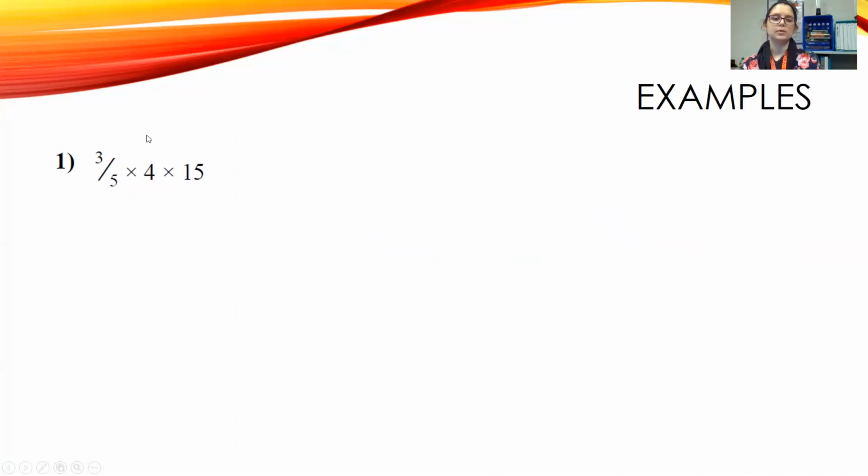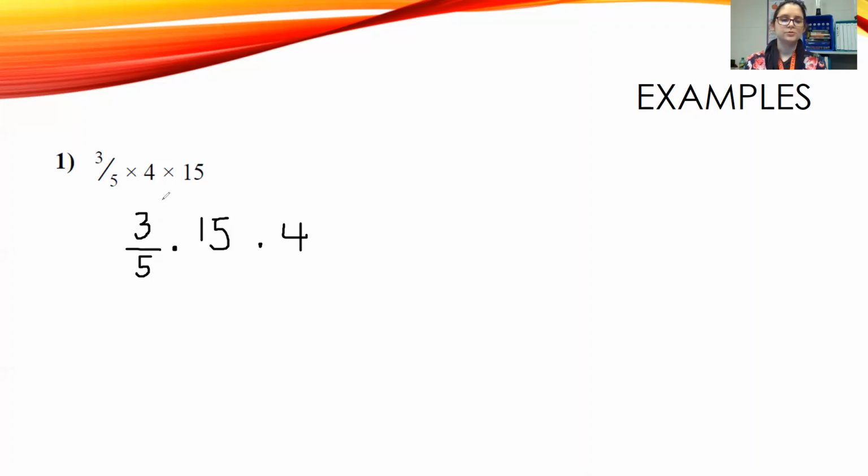Okay, so we have the problem 3/5 times 4 times 15. Okay, so we can just multiply straight across. However, I know my multiplication facts, and I know that 15 is a multiple of 5 and they can be reduced. So I'm going to use the commutative property to swap my 4 and my 15. So I'm going to say 3/5 times 15 times 4.